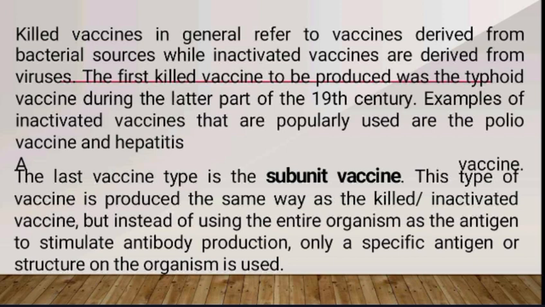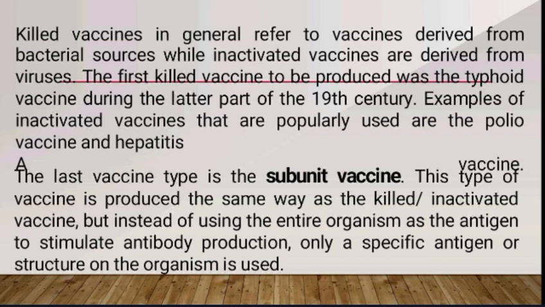Killed vaccines, in general, refer to vaccines derived from bacterial sources, while inactivated vaccines are derived from viruses. The first killed vaccine to be produced was the typhoid vaccine during the latter part of the 19th century. Examples of inactivated vaccines that are popularly used are the polio vaccine and the hepatitis A vaccine. Immune response to the killed or inactivated vaccines is similar to the response to toxoid vaccine, but to a wider range of antigen. Next is the subunit vaccine.